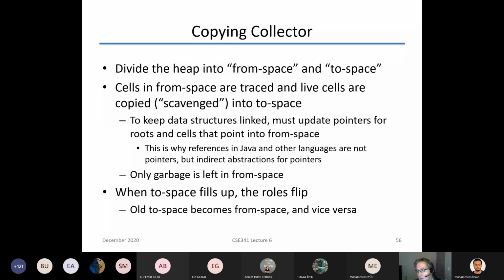You divide the heap into from space and to space, 2 pieces, and the cells in from space are traced, and live cells are copied into the to space. To keep data structures linked, you must update pointers for roots and cells that point into from space and so forth. So you have to be careful with this one. And only garbage is left in from space. You don't need to worry about it. So you just discard everything in the from space anyway. When the space fills up, the roles flip. So when the to space fills up, then you go and flip them. Now to becomes from and from becomes to.